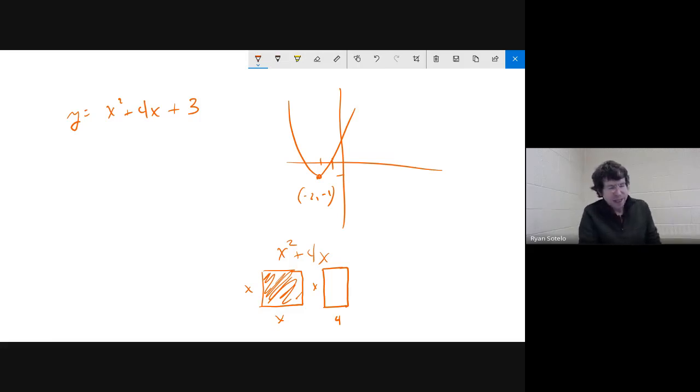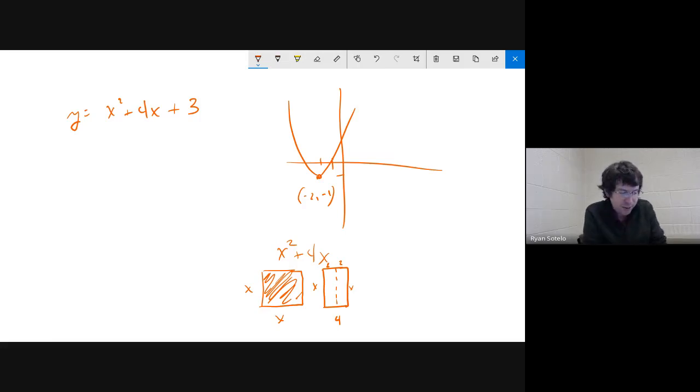What do we mean by complete the square? Well, we already have a square. Well, we want to turn these two shapes into what we call a perfect square. So it's not just a square and a rectangle. We want to make just one square. So what we can do, and this is always the procedure, is we cut the base in half. So now I have two rectangles. I have 2 by x and 2 by x. So I've cut the 4 in half.